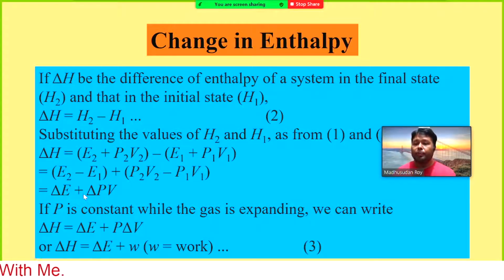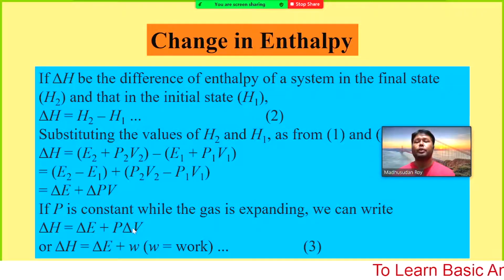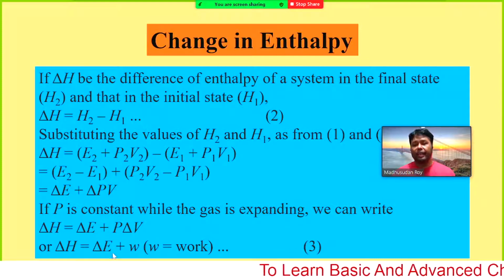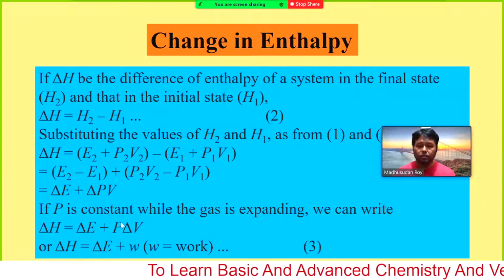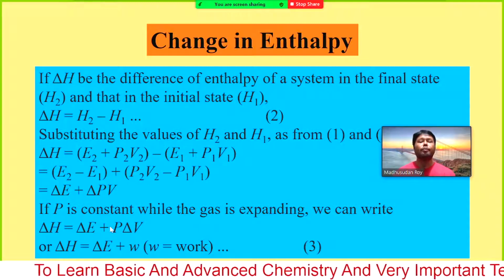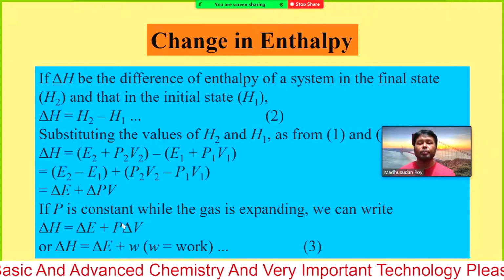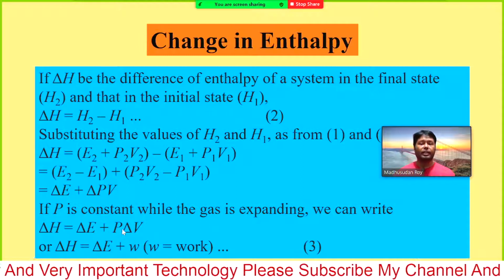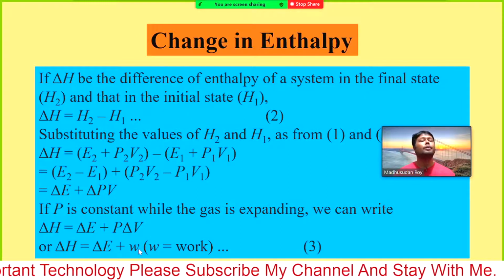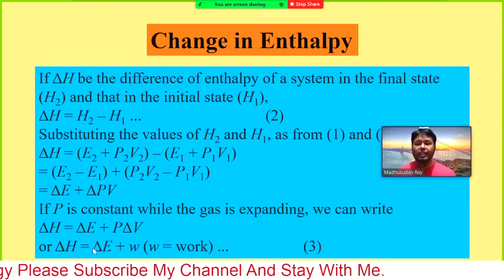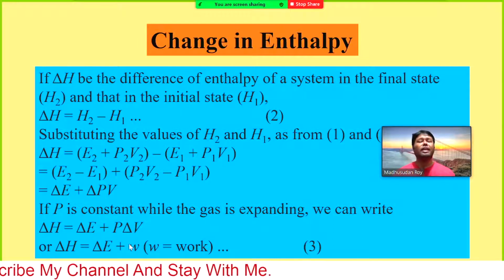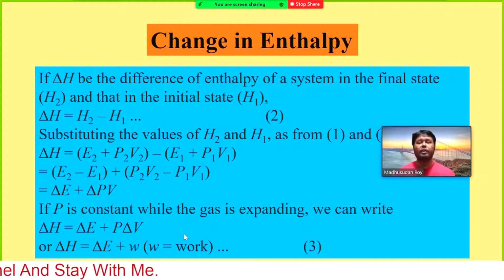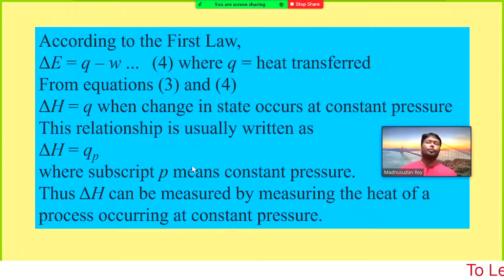So delta H equals delta E plus P into delta V. What we mentioned in the last class is that P into delta V is the work done, the PV work, which we can represent by W. So delta H equals delta E plus W. This is according to the first law.